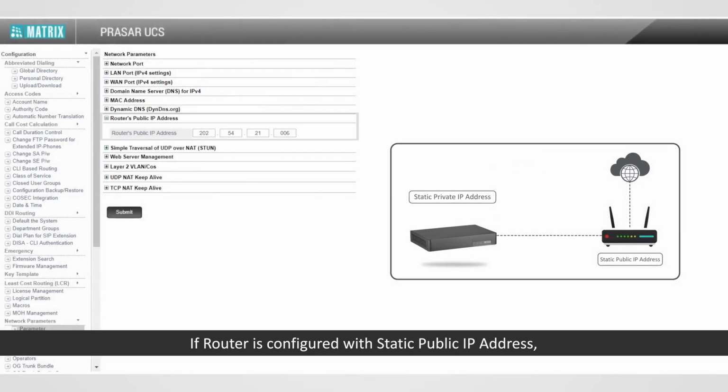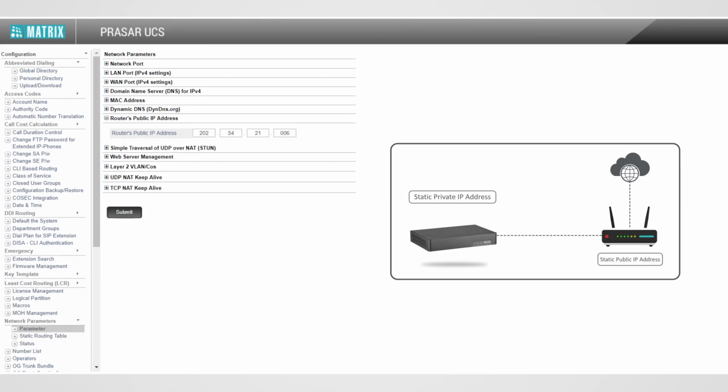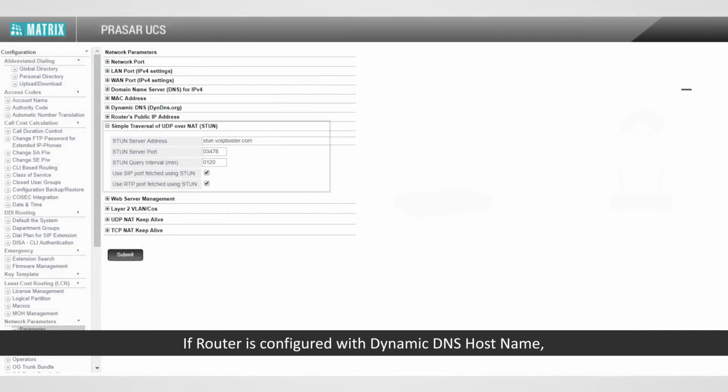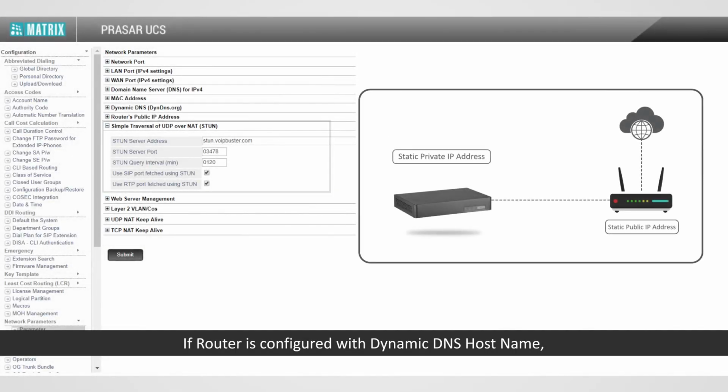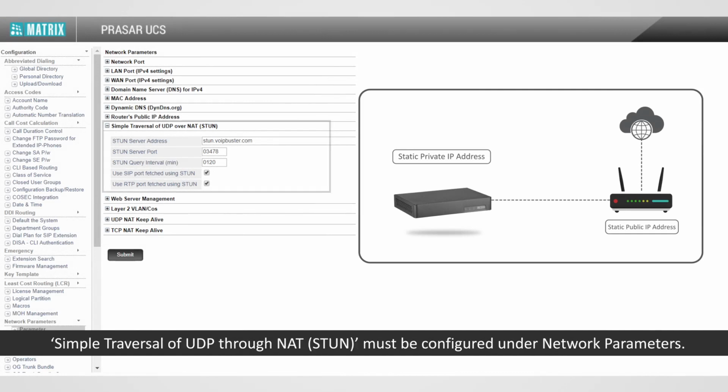If router is configured with static public IP address, router's public IP address must be configured under network parameters. If router is configured with dynamic DNS host name, simple traversal of UDP through net, that is STUN, must be configured under network parameters.